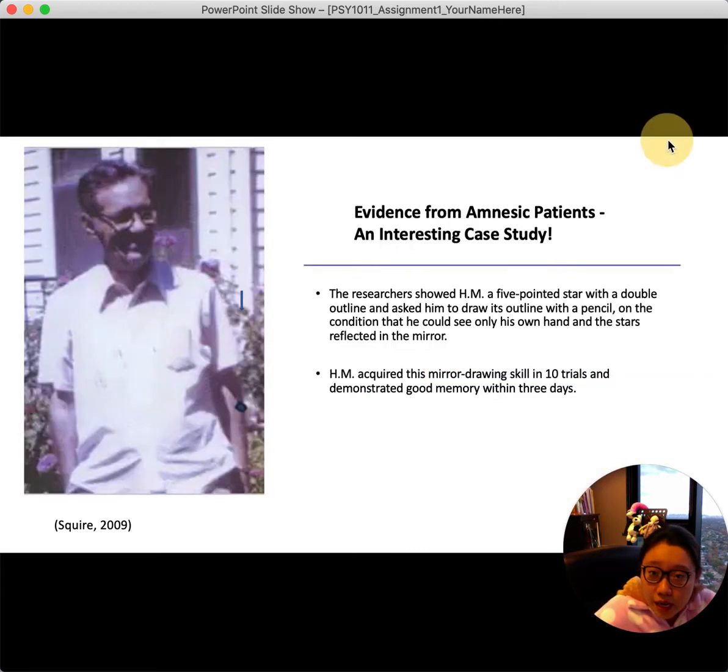This theory has been supported by a very interesting experiment, the patient HM experiment. Patient HM is the man that I put in the slide here. The researchers showed HM a 5-pointed star with a double outline and asked him to draw its outline with a pencil, on the condition that he could only see his own hand and the star reflected in the mirror. HM acquired the mirror drawing skills in 10 trials and demonstrated good memory of them within 3 days.